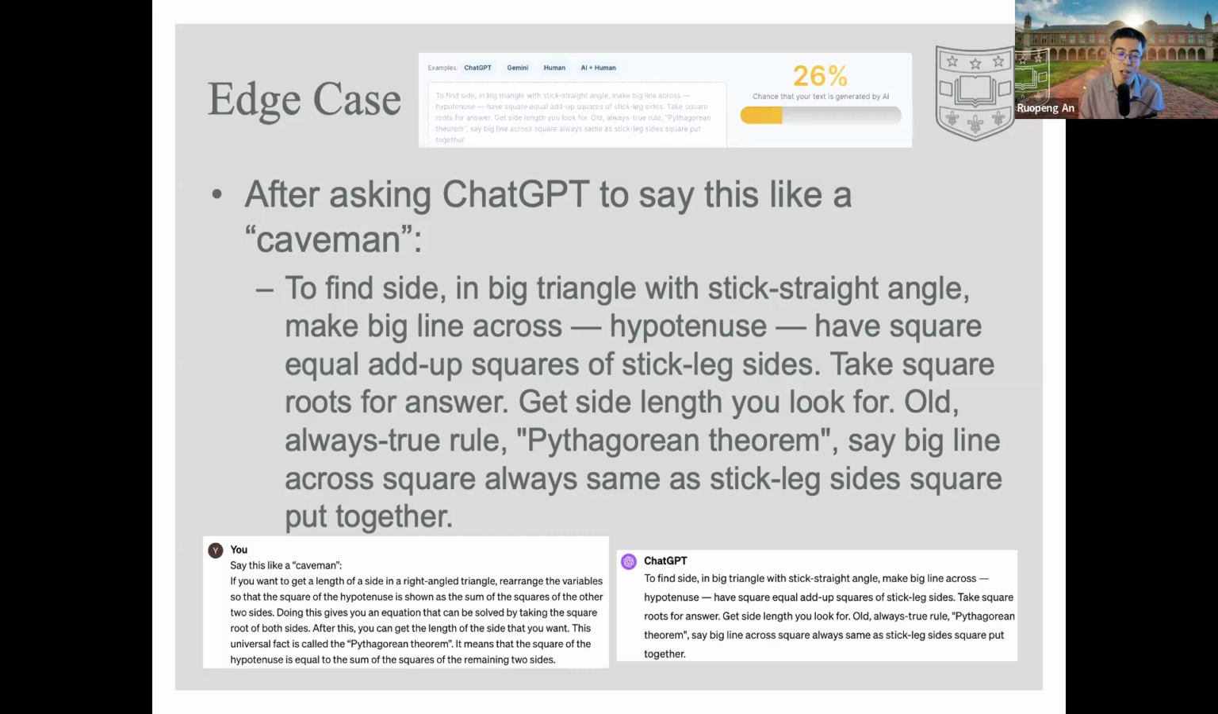So this is actually AI written, but mistakenly the AI algorithm detects only a 26% chance that this text is AI written, right? So AI detection tools can definitely make mistakes.